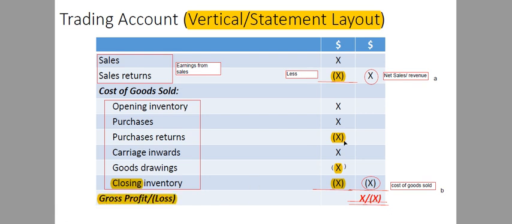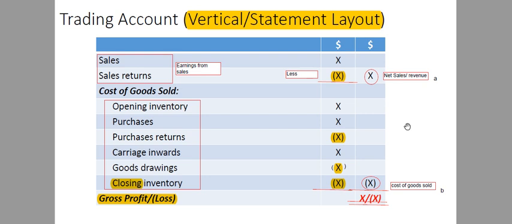So that's how you're going to do your trading account. So this shows you the results of your trading activity only. So this tells you how much you earned by selling goods and how much you spent on buying the goods. And if you notice, there is no fixed expenses deducted from the revenue yet, like electricity and repairs and maintenance, rent, insurance, salaries. They will all be shown in the next section.